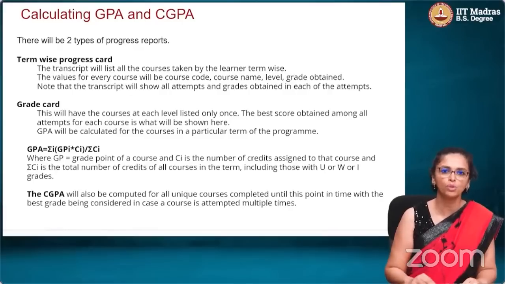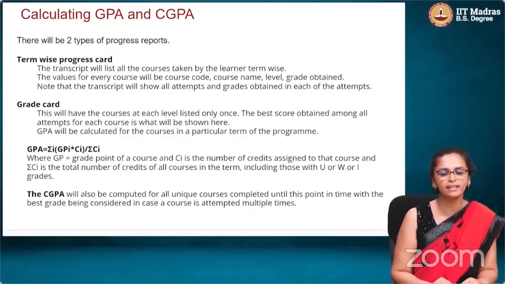So this is called a progress card. The next one is called a grade card. The grade card is issued only when you complete a particular level. Okay, it is not generated at the end of every single term. It is generated only when you complete a particular level.